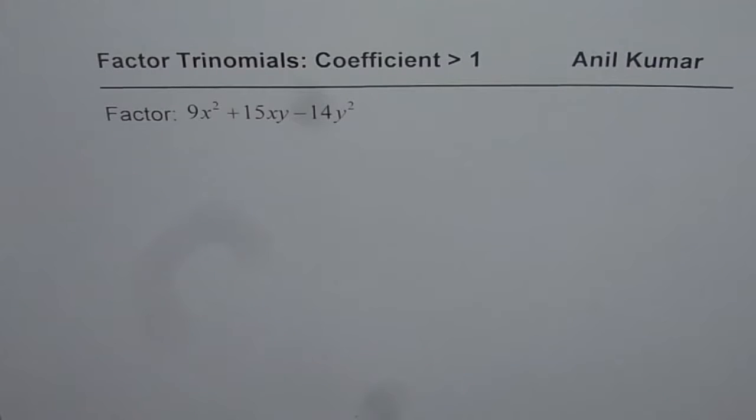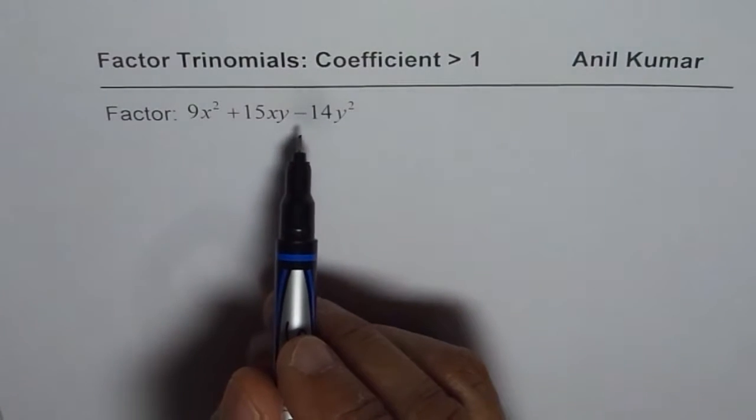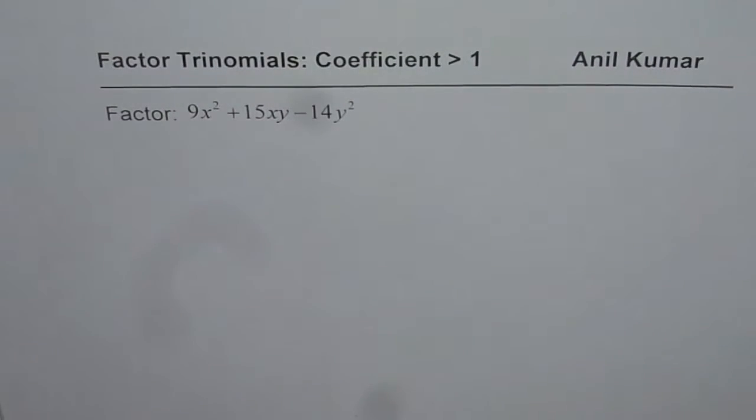I'm Anil Kumar, sharing with you a technique of prime factorization which can be applied to factor trinomials with greater coefficients. The question for us is: factor 9x squared plus 15xy minus 14y squared.